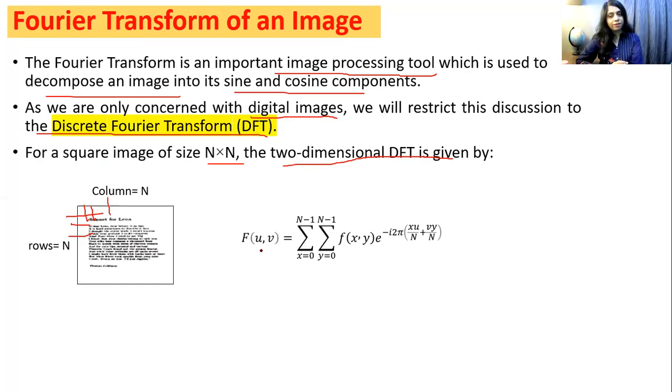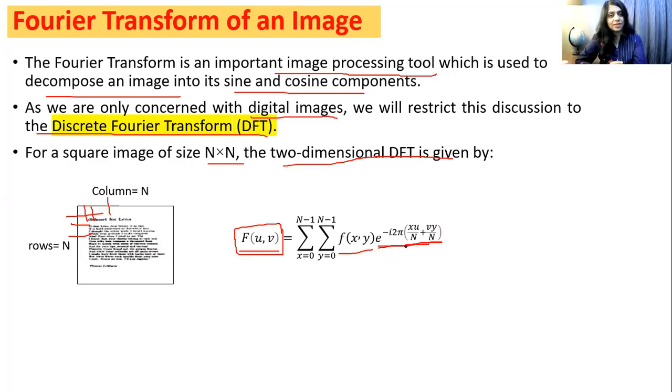What is this? F(u,v) represents the discrete Fourier transform of the image. What is f(x,y)? f(x,y) is the original image. What is this e raised to the power minus j2π(xu/n + vy/n)? This is known as the basis function. So what is the form of this?